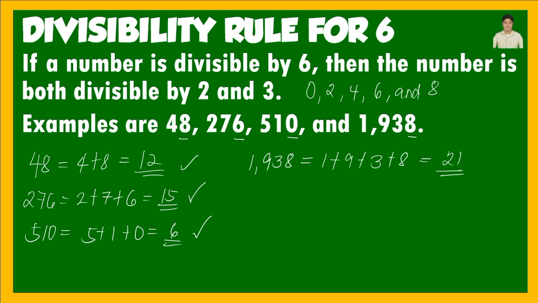So, ayan lang po yung kino-consider natin dyan sa divisibility rule for 6. Kailangan both divisible by 2 and 3. So, kahit kasi divisible siya sa 3, hindi naman siya divisible by 2, hindi rin po siya divisible by 6. O kaya naman, kung divisible by 2 siya, hindi naman siya divisible by 3, hindi rin po siya divisible by 6.